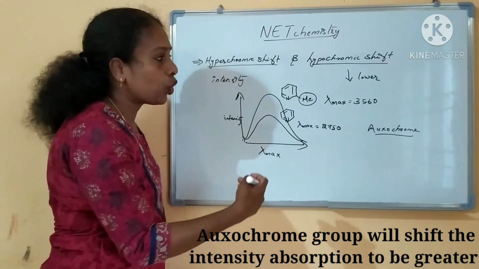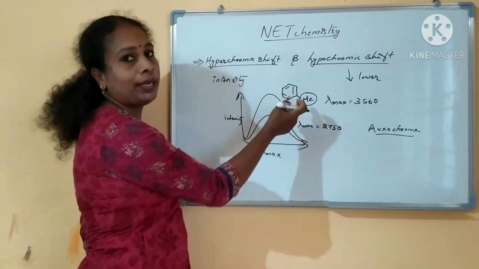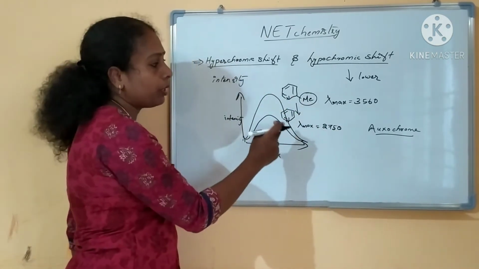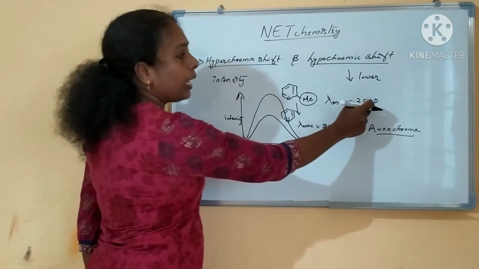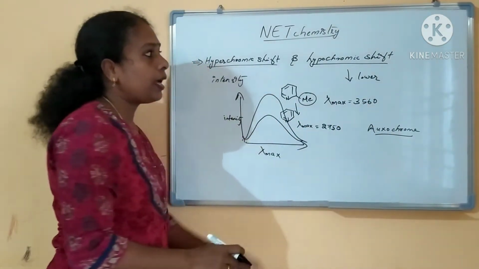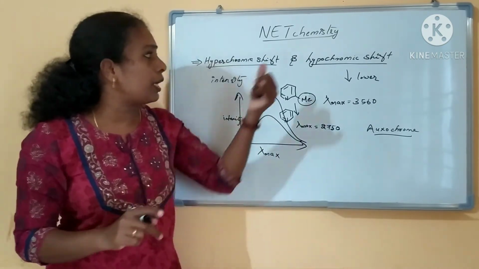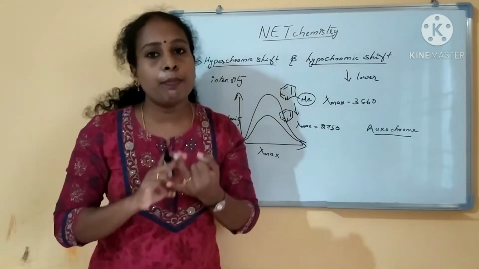Then what is hypochromic shift? 2-methyl pyridine to pyridine is the opposite, which is hypochromic shift, and 2750 to lambda max 350 is hyperchromic shift. Higher intensity shift is hyperchromic shift and lower intensity shift is hypochromic shift.